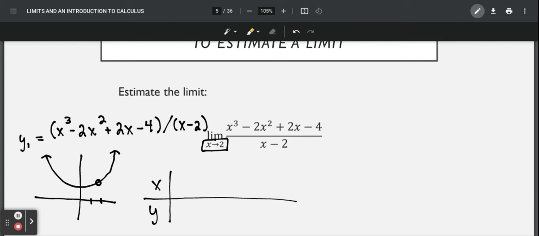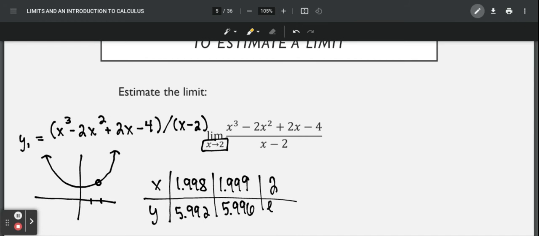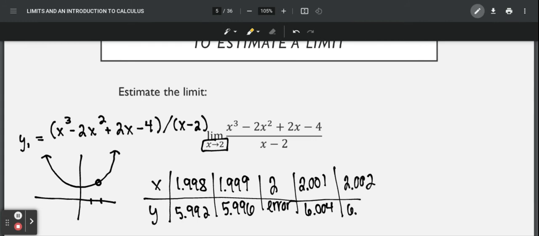we could say at 1.998, our y value is 5.992. And then at 1.999, we're at 5.996. At 2, we have an error, which means the actual value of the function doesn't exist, so it's not a continuous function, but the limit can still exist because your graph can approach from both directions, even if that actual value doesn't exist. And then at 2.001, we were at 6.004.